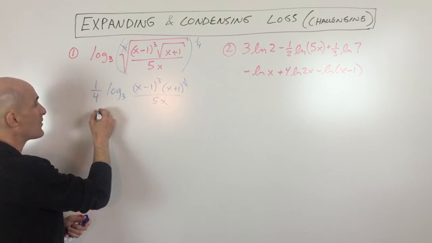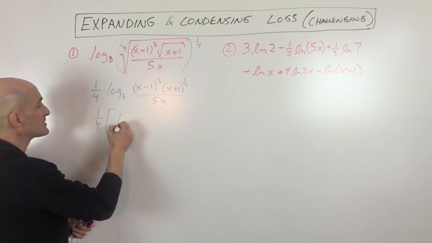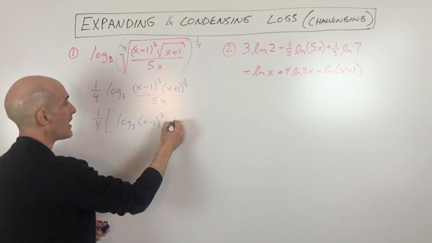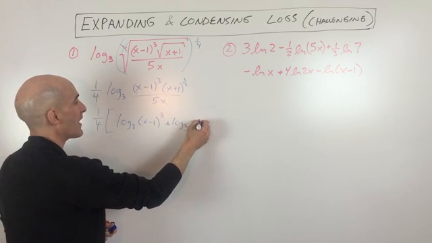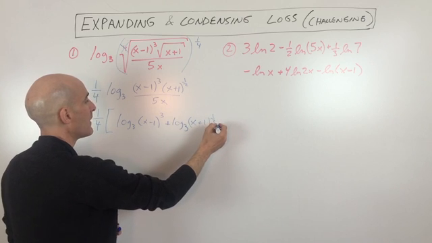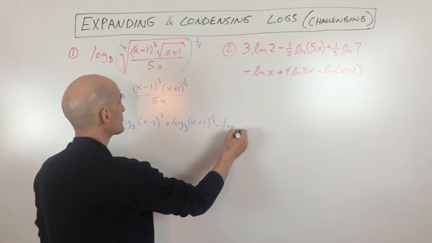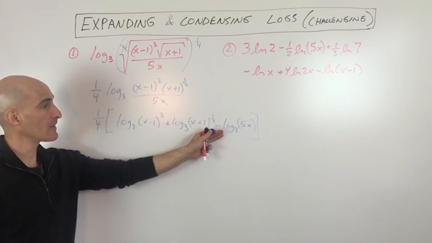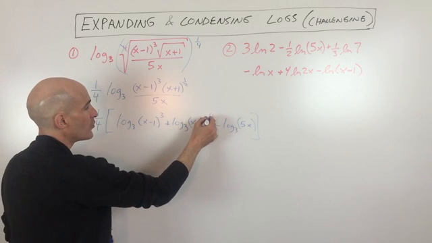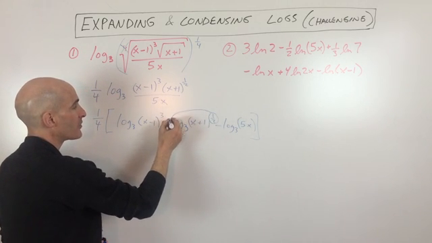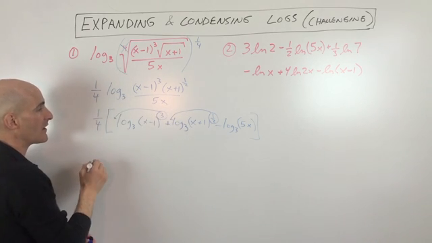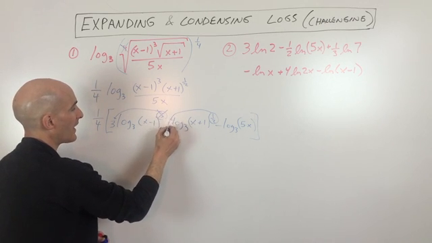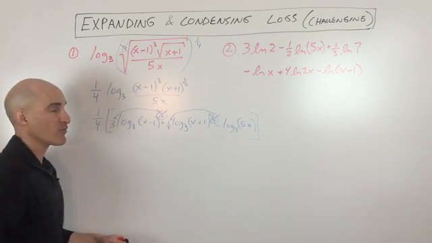So we're going to continue on with this expansion. We've got 1/4 times the log base 3 of x minus 1 cubed plus the log base 3 of x plus 1 to the 1/2 power minus the log base 3 of 5x. Now I did minus because when you divide, you subtract. And then remember, when you have this power here, you can bring it down in front of the log as a coefficient. So I'm just going to write this as 3 here, and I'm going to write this as 1/2 here. All right, with me so far?